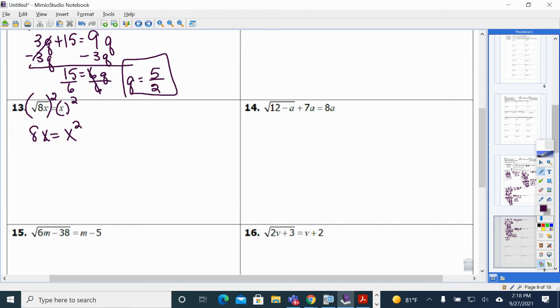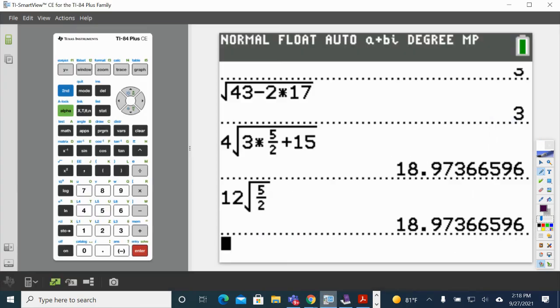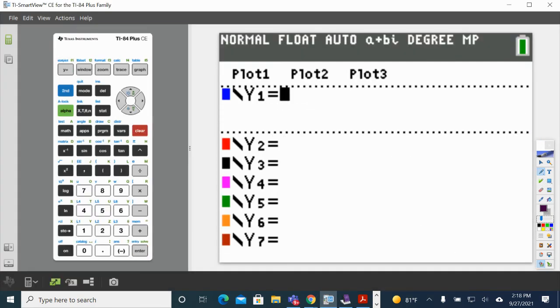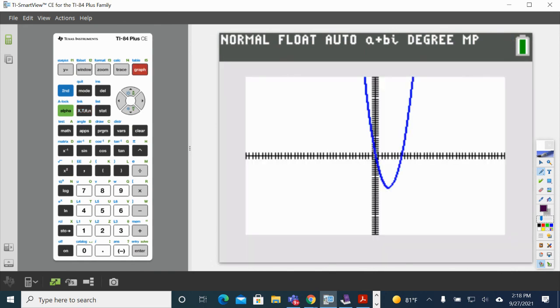And that means we need a 0 on one side. Oops, that should be a 0. I caught myself. So I get a 0 on the left and an x squared minus 8x on the right. We're going to solve this by graphing. y equals x squared minus 8x graph. Where does it hit the x-axis?